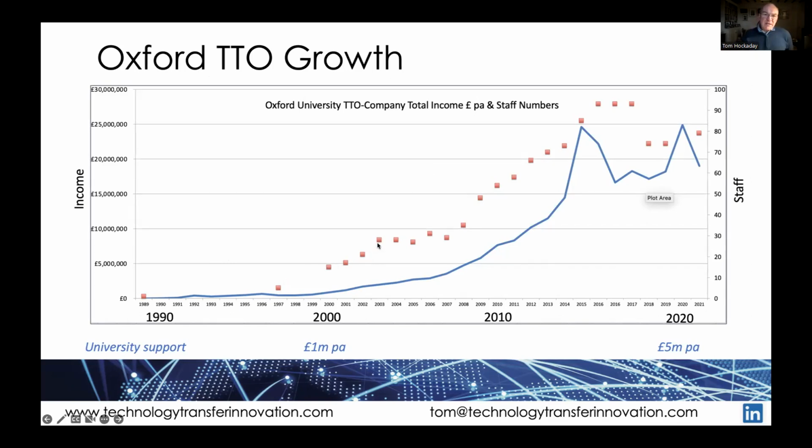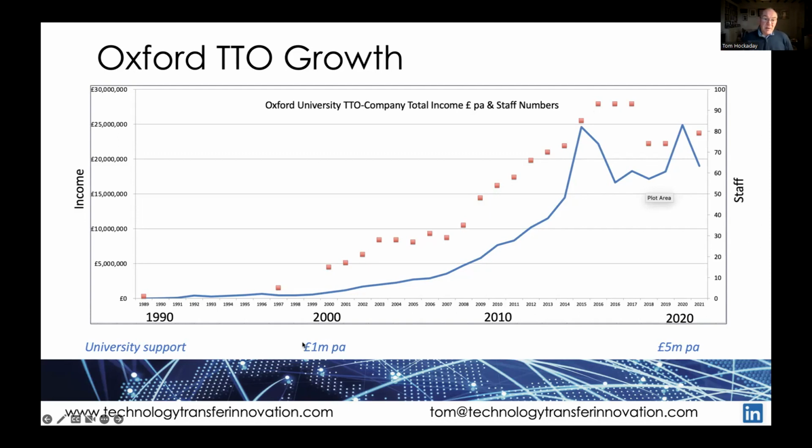The red dots here, these are the staff, the number of people that were in the technology transfer office. So it got up to about 90 people in the Oxford University Tech Transfer Office. Then actually it fell back a bit. It's now about 80 people. So these red dots are the number of people.